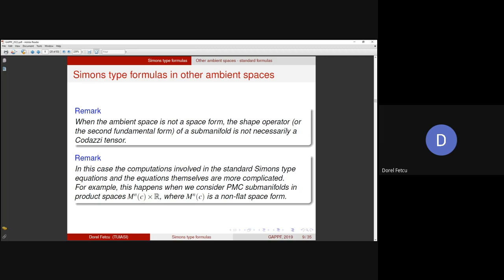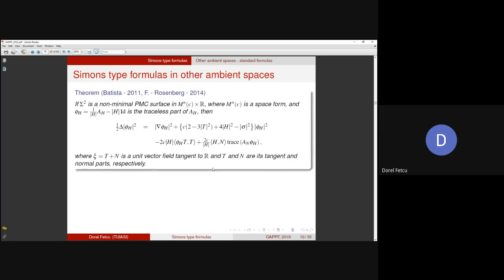We don't have to look very far from space forms in order to have such a case, because when we work in product spaces obtained as the direct product between a non-flat space form and R, we already can see that for a PMC submanifold, the shape operator is not a Codazzi tensor. Even in this setting, one can obtain Simons type formulas, and useful ones at that.